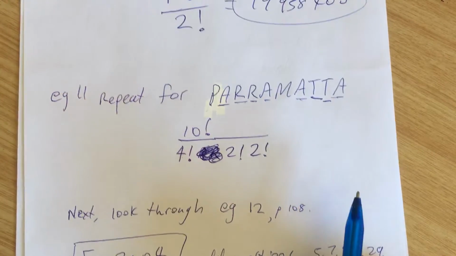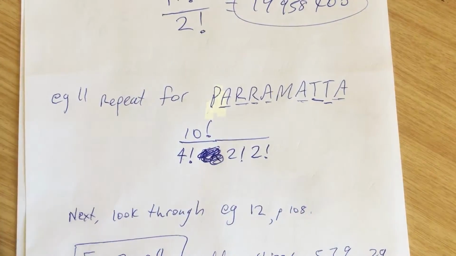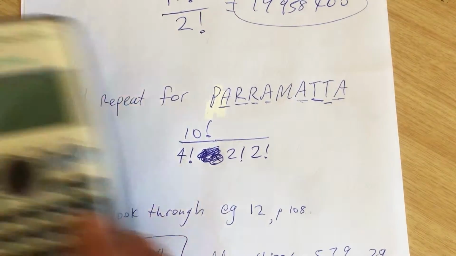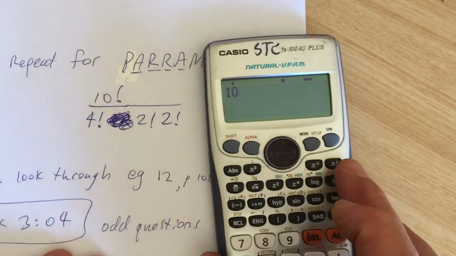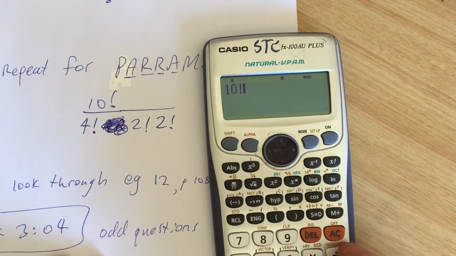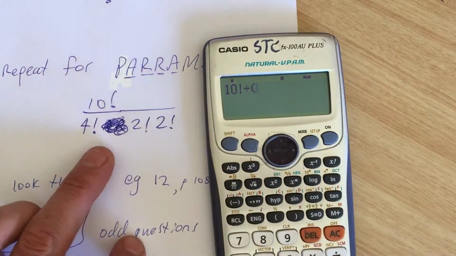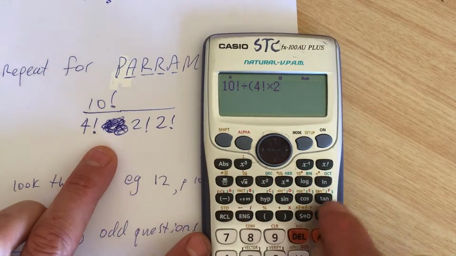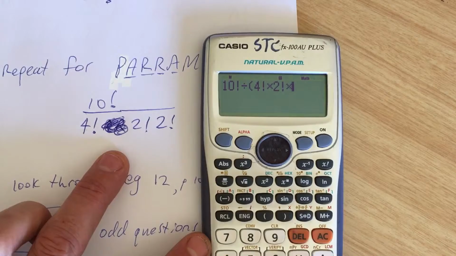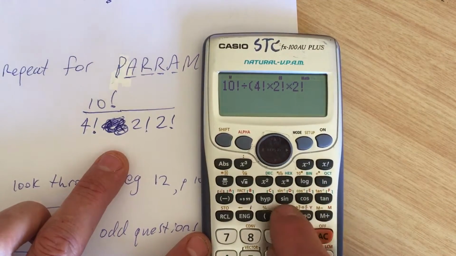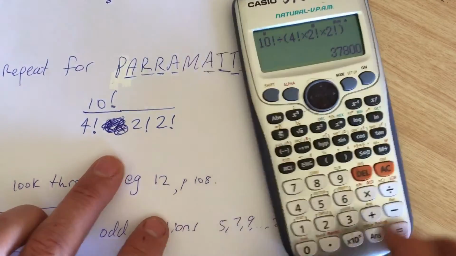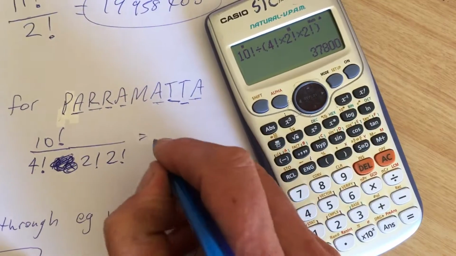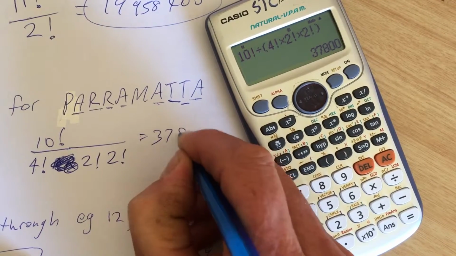And that should be it. So we'll just have to use a calculator for this one. I don't have this answer. So 10 factorial divided by, in brackets, 4 factorial times 2 factorial times 2 factorial, or I suppose you probably use your fraction button, it works the same way. 37,800.